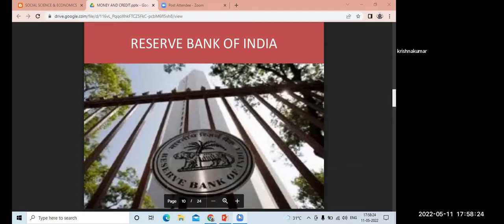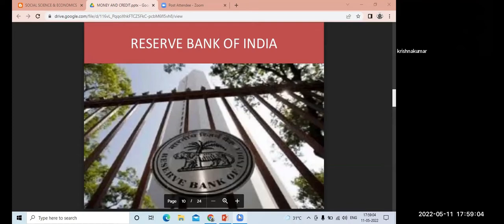Suppose the bank is giving, say, 10% interest to the depositor. From the borrower, the bank will collect, say, 15% interest. The difference, 5%, will be the bank's profit. So the bank's profit is actually the difference between the interest taken from the borrower and the interest given to the depositor. Is that clear? Yes, sir.